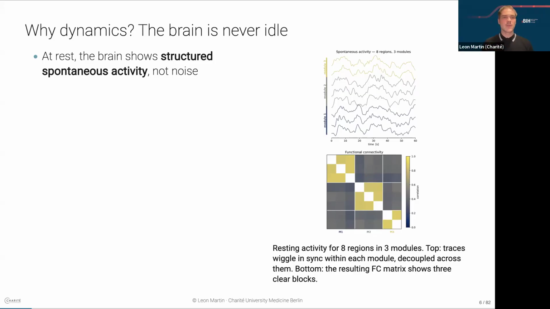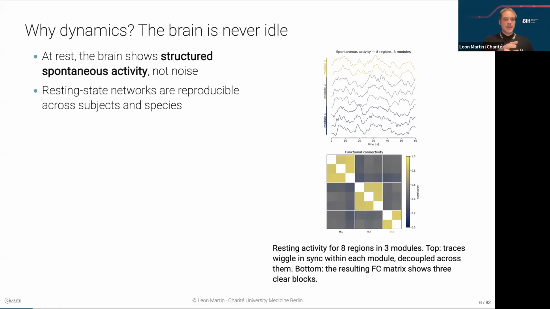So the brain at rest is never idle. We always have spontaneous activity, which fulfills a broad range of tasks in the brain. As I told you, we can also reproduce these default mode or resting state networks across subjects and species. So there must be a fundamental underlying principle of organization.